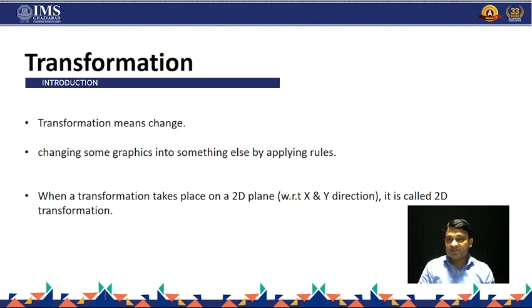When a transformation takes place on a 2D plane, 2D meaning with respect to two dimensions, either x or y, horizontal or vertical, that is called a two-dimensional transformation. In the same way, when it takes place in a 3D plane with respect to x, y and z directions, it is called a 3D transformation. So this is the basic phenomenon behind transformations, and that is what transformation means.